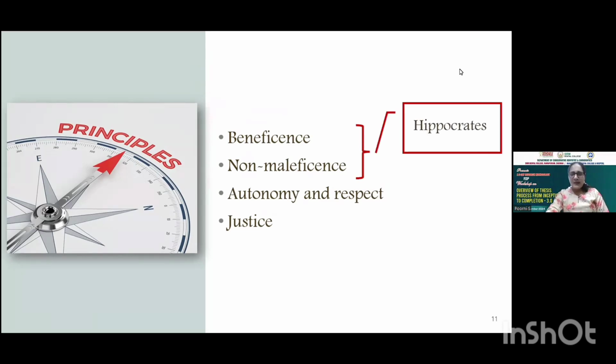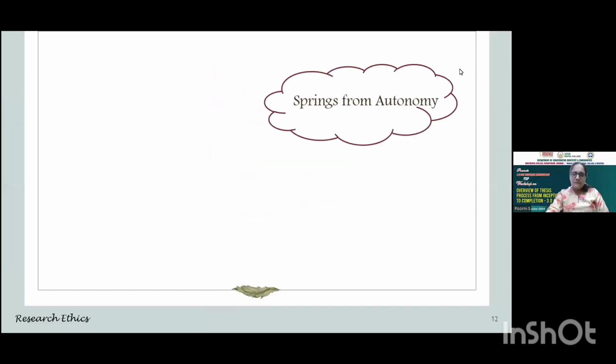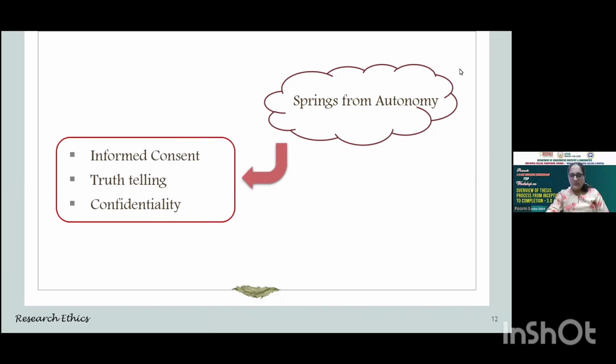So this beneficence and non-maleficence are there right from the days of Hippocrates, and the autonomy and respect, justice evolved on the later dates. So when we say autonomy means you give the right to the participant to decide. So from the autonomy springs informed consent, truth-telling, and confidentiality. We will deal with this in the later part of the presentations.